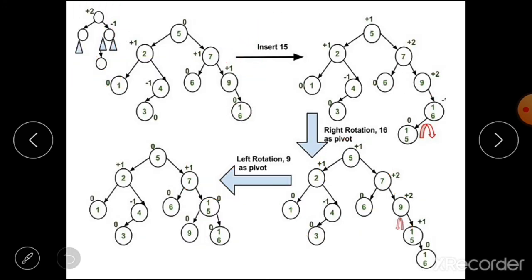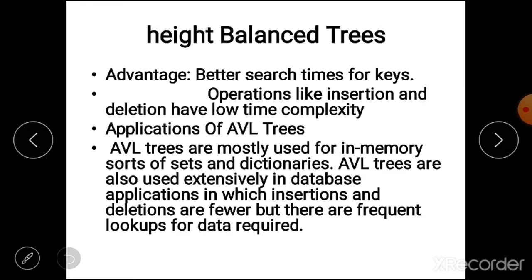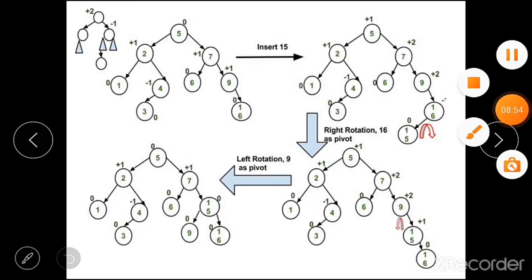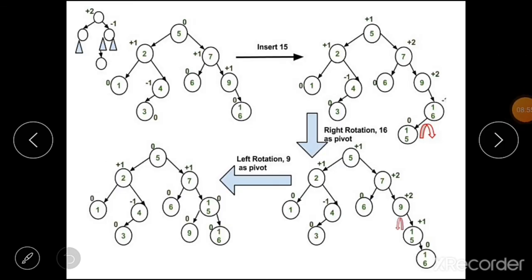Then this is a given example. Here we are trying to insert 15. 15 will be inserted as the left child of here 16. So here we are calculating the balancing factor. Then 7 becomes unbalanced. So we are checking this.